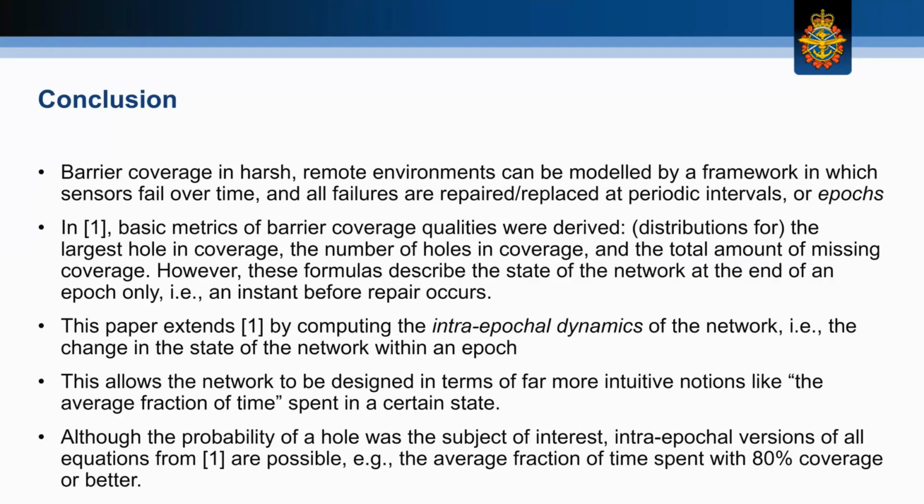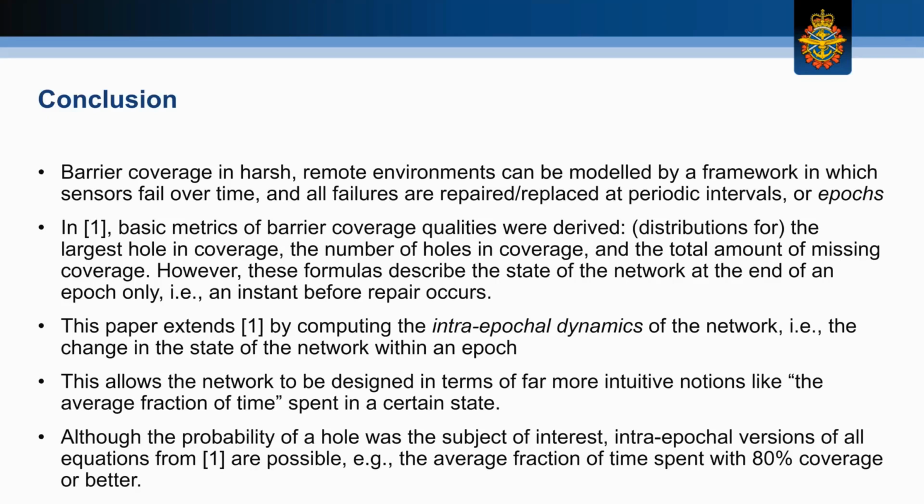So in summary, again, barrier coverage in a harsh remote environment, we aren't going to be able to repair sensors that fail, and they will fail, but we won't be able to do it when they fail. So we imagine that we do it sort of once every epoch, paradigmatically a year, and that's the only time we can get out there to fix them all. We've extended the work of this previous work one to include not just the quality of network coverage at the end of an epoch, but during an epoch. And that allows us to do much more intuitive analysis and design of these networks.